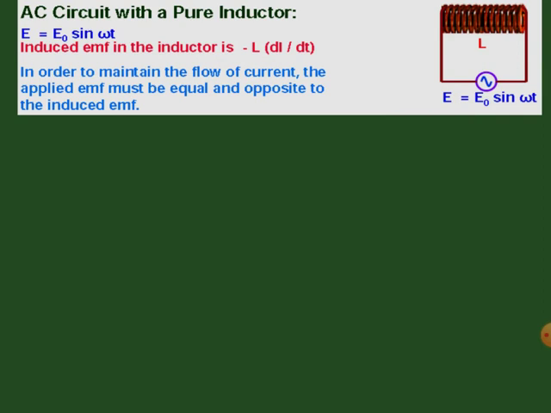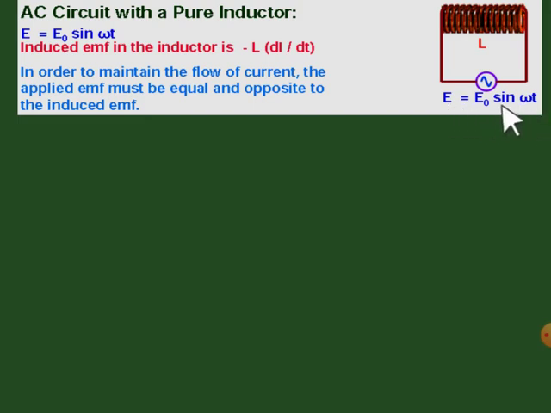E is equal to E0 sine omega t, the AC source. So when the AC source is applied here, its instantaneous EMF is given by E is equal to E0 sine omega t. Now in the case of an AC circuit, we usually start from this equation. So this is very important. Instantaneous EMF is equal to E0 sine of omega t.